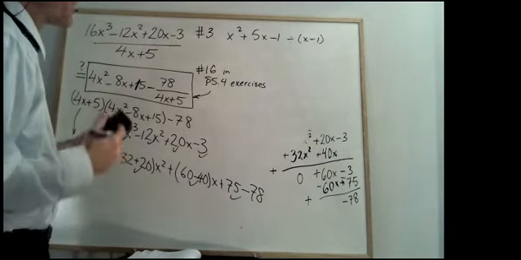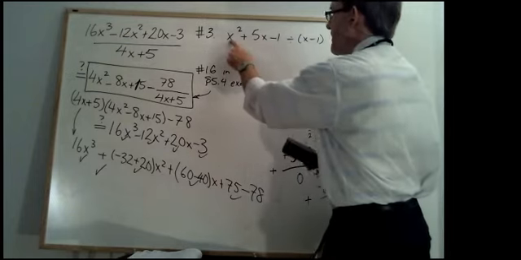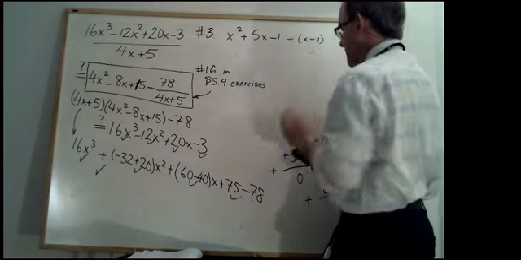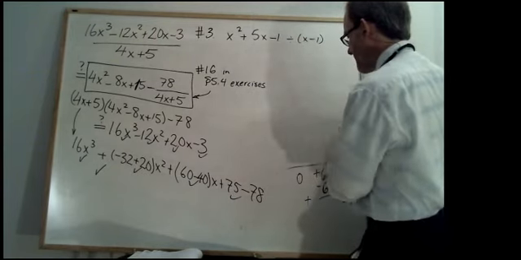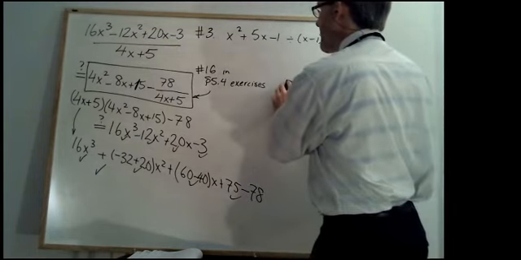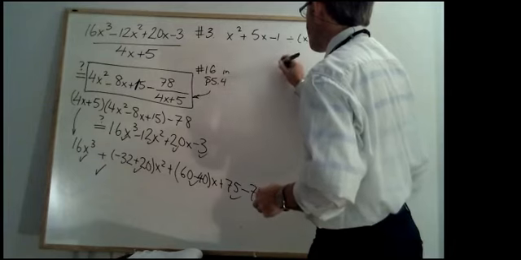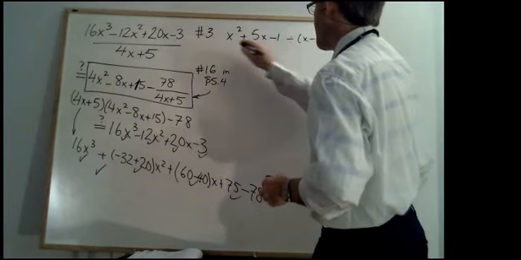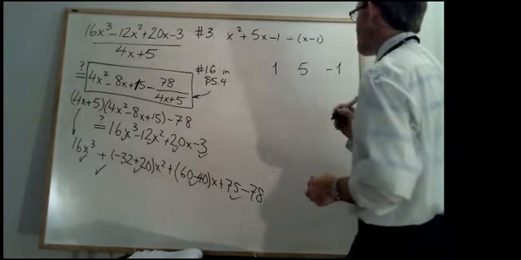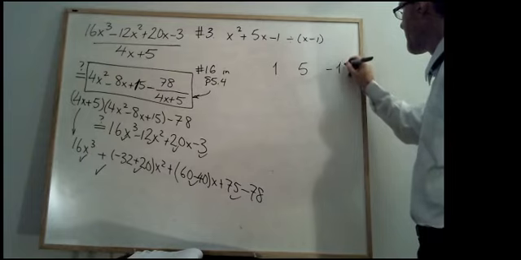Okay, so here's how you do synthetic division. You write down the coefficients only of the three different terms of the first bigger polynomial. So you write it in a row like this. 1 is the first coefficient, 5 is the second coefficient, and minus 1 is the third coefficient. Okay, and you can leave a little bit of room here for the answer.